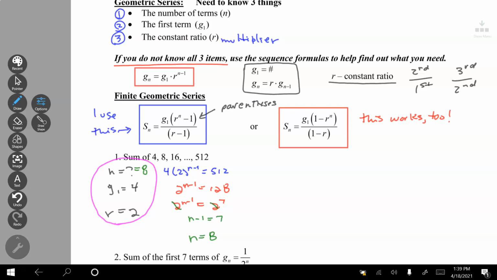So now that I have my 3 pieces of information, I could use this formula in the blue box. My sum of these 8 terms is equal to the first term of 4, times 2 to the 8th minus 1 with parentheses around it, over 2 minus 1 with parentheses around it. I'm just going to type that in exactly into the calculator, as is. I'm not going to change it. I'm going to just let the calculator do the hard work for me.